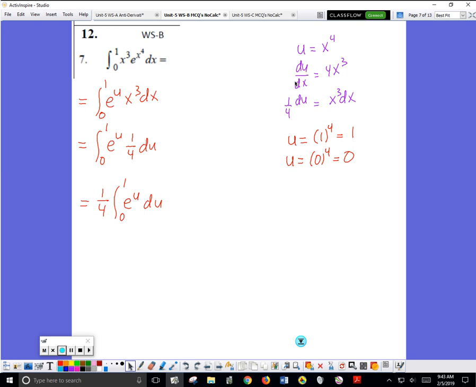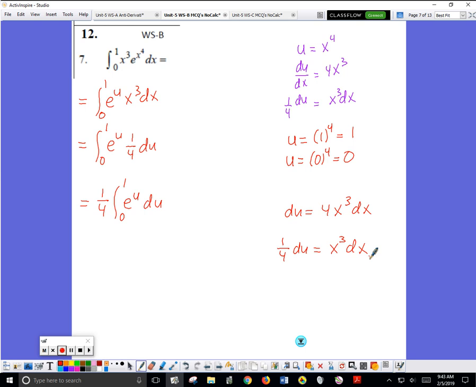Just multiply both sides by dx. If I multiply both sides by dx, what would I write? You get du equals 4x cubed dx. Perfect. You okay with that? Now I'm going to multiply both sides by 1/4. So what will this side become? That'll be 1/4 du equals x cubed dx. Does that make sense? I just multiply because I'd rather multiply than divide any day.